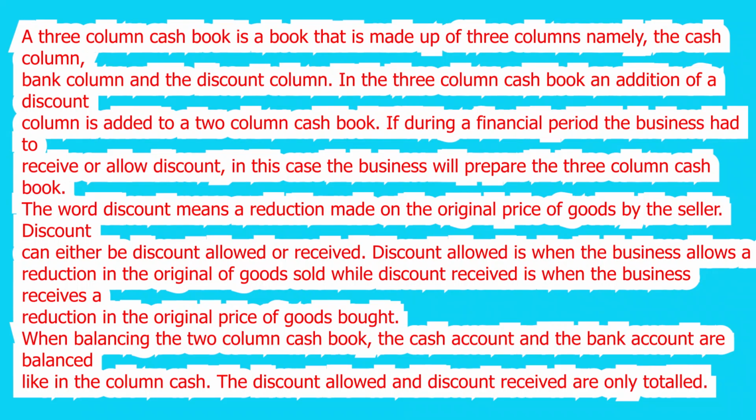The word discount means a reduction made on the original price of goods by the seller. Discount can either be discount allowed or received. Discount allowed is when the business allows a reduction in the original price of goods sold, while discount received is when the business receives a reduction in the original price of goods bought. When balancing the three-column cash book, the cash account and the bank account are balanced like in the two-column cash book. The discount allowed and discount received are only totaled.